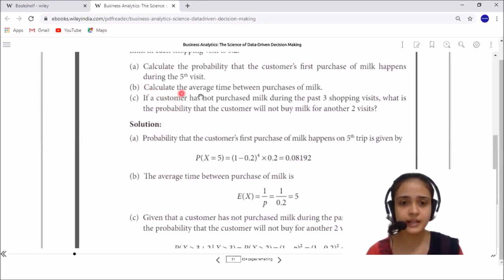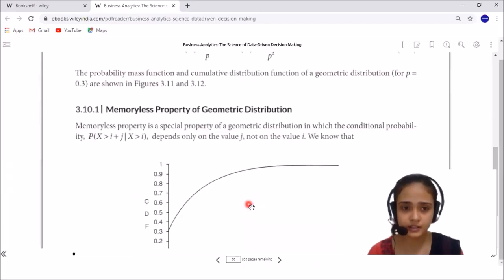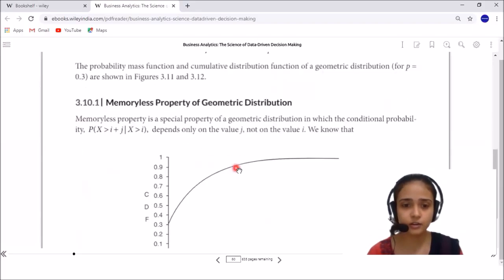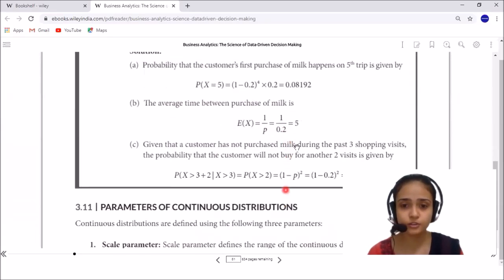The second one is calculate the average time between the purchase of the milk. So what is the average time between the purchase of the milk? It means you have to use the formula of the average in the geometric distribution. So what is the formula to find a mean or the average? It is 1 upon p. That is E of x equals to 1 upon p. So directly I am writing over here 1 upon p. It means 1 divided by 0.2. So I got the average as 5.